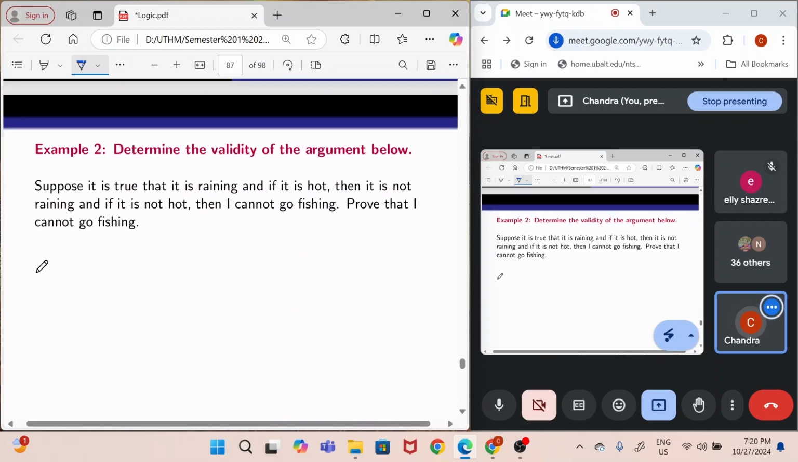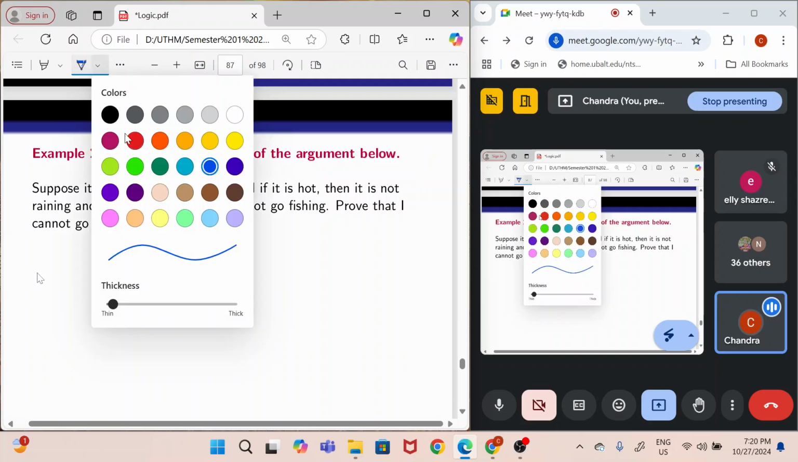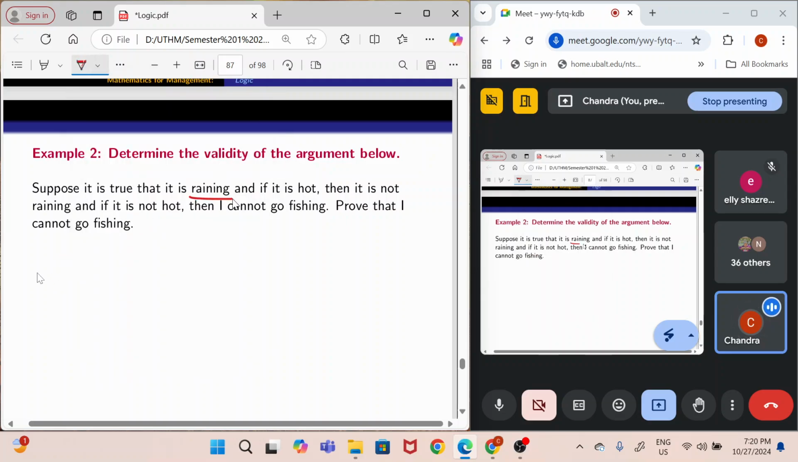So we are moving to the next example here. Determine the validity of the argument. Suppose it is true that it is raining, and if it is hot, then it is not raining, and if it is not hot, then I cannot go fishing. Prove that I cannot go fishing. So you can see that here we have 3 simple arguments: raining, hot and fishing.